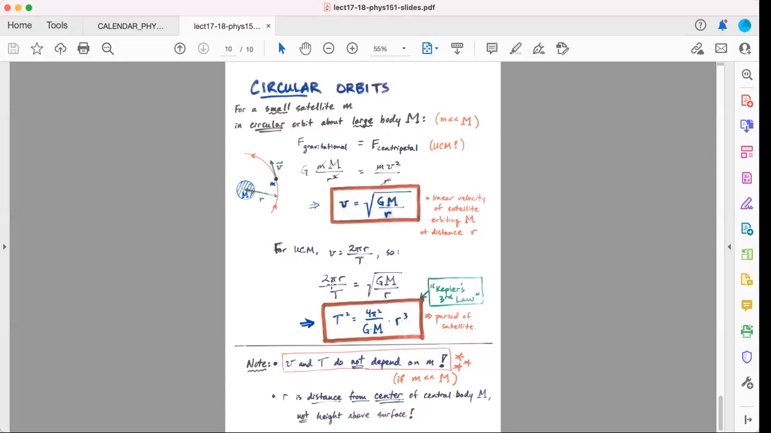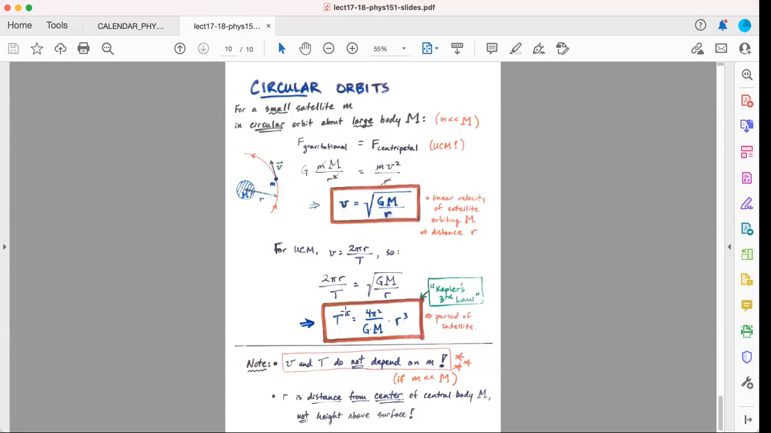If we want to come up with a better description to find the period of the satellites, we just solve this equation, and we find that T squared is equal to 4 pi squared divided by G, capital M, multiplied by R cubed. And this is also called Kepler's third law. And this is the period of our satellites.